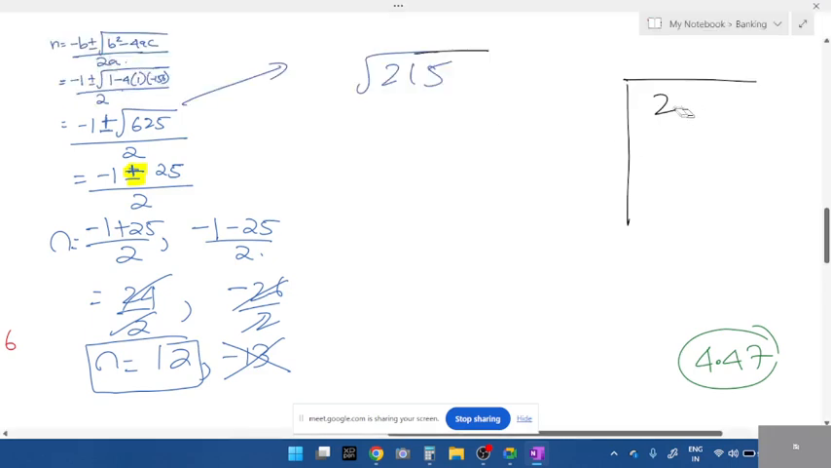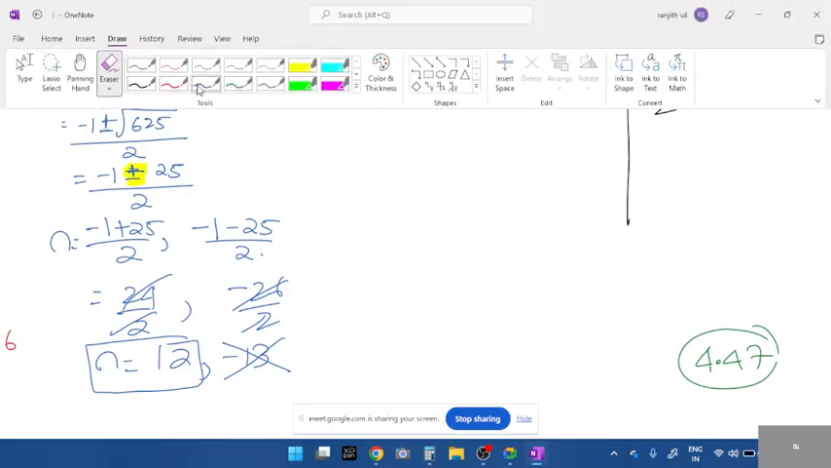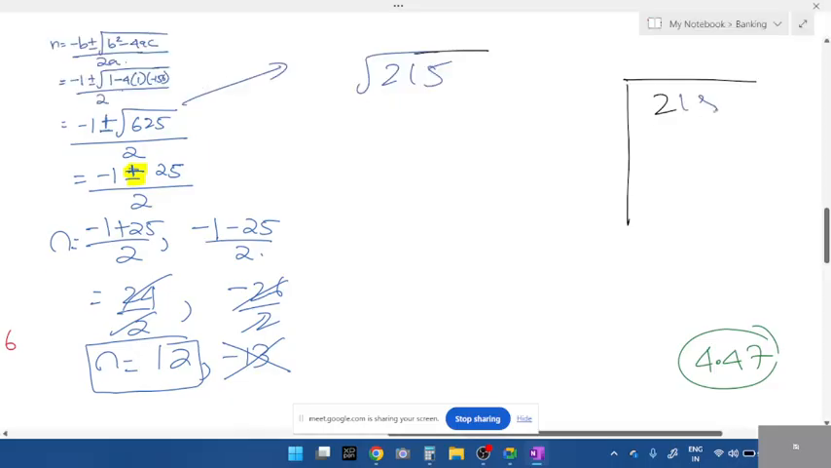Now 215 is not a perfect square. So how do you solve using the long division method? First step, group these two values. Look here, group 1 and 5. From the reverse order, you have to group two numbers from reverse. Okay, from reverse, you have to group two numbers.